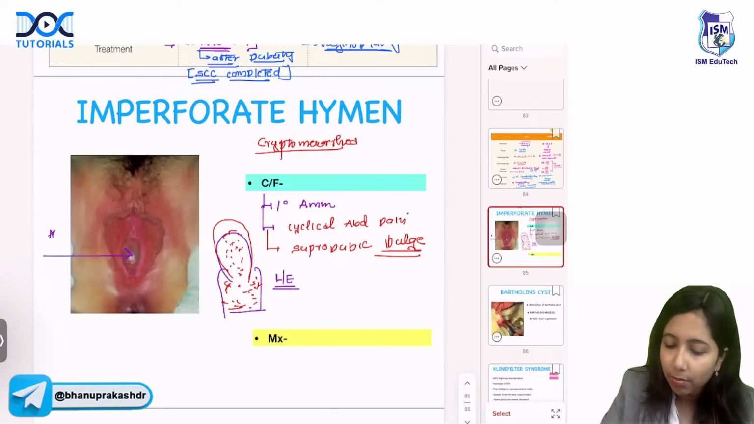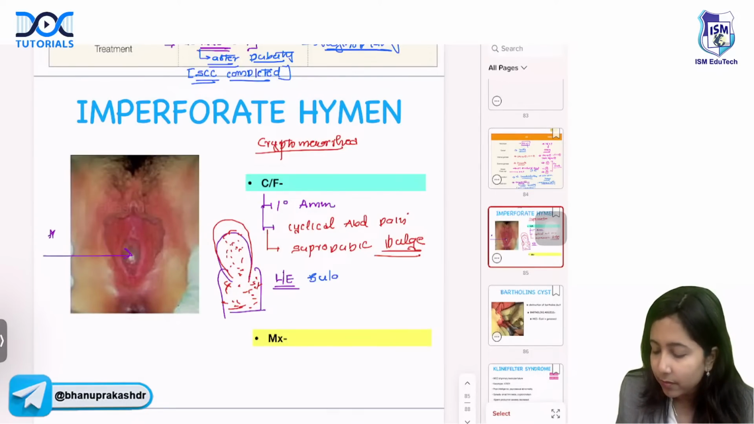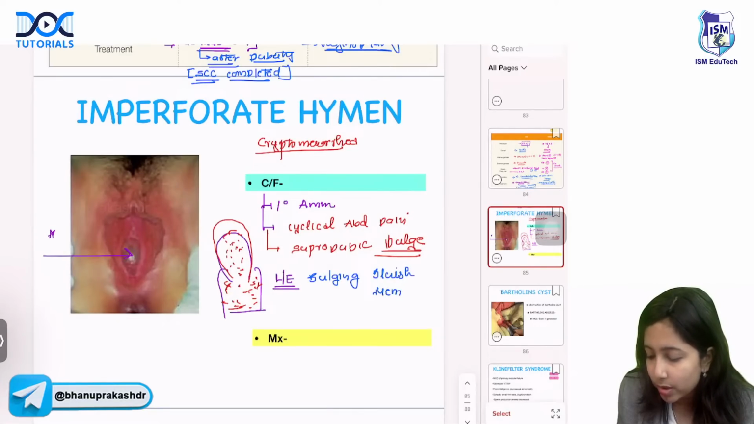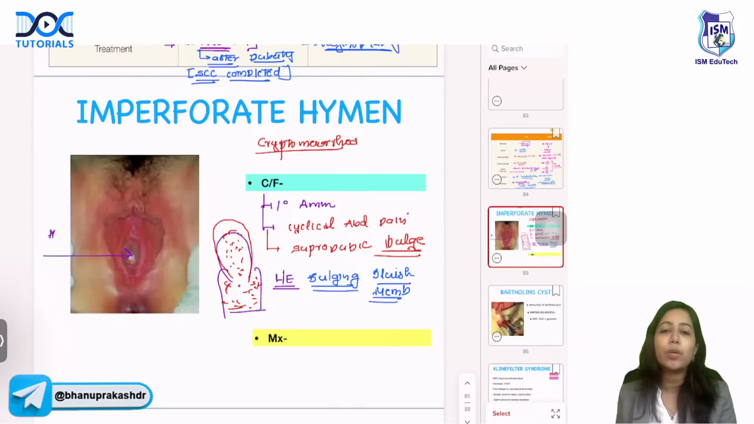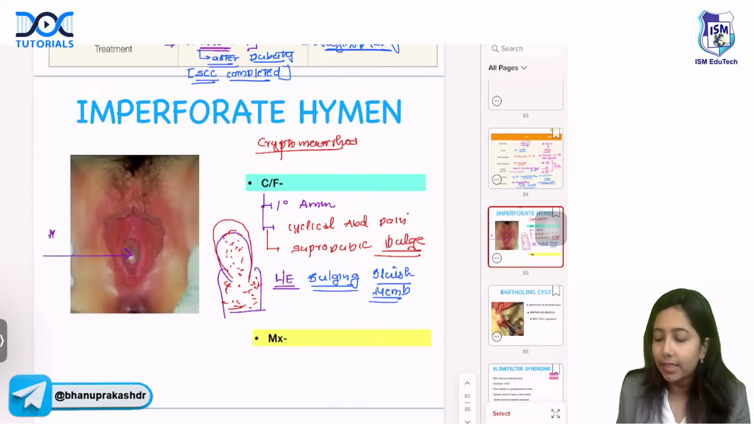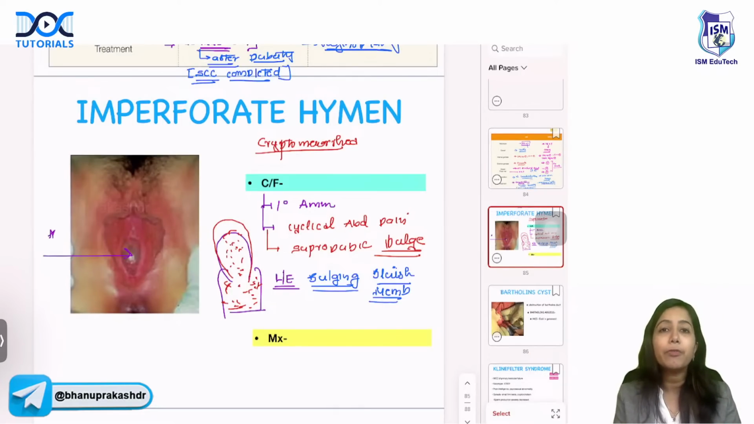There is a bulging bluish membrane which increases in size on coughing, straining, as well as Valsalva technique. This is the imperforate hymen. So again, in the clinical scenario, image-based question, this is very important.